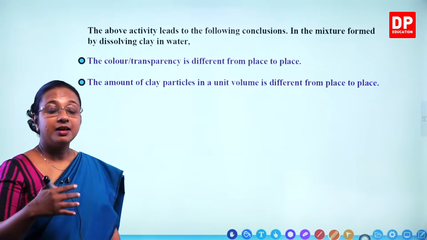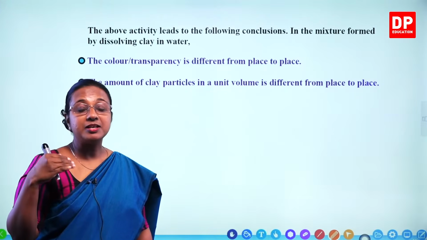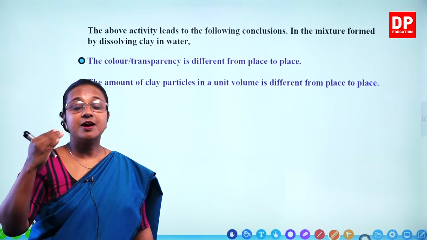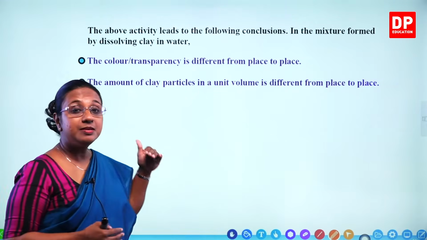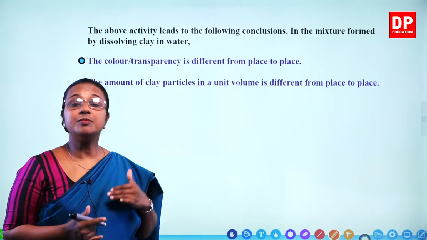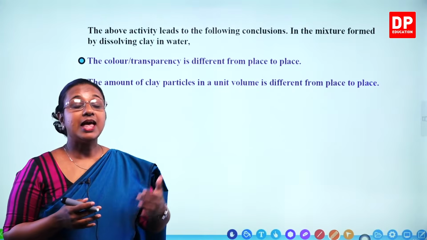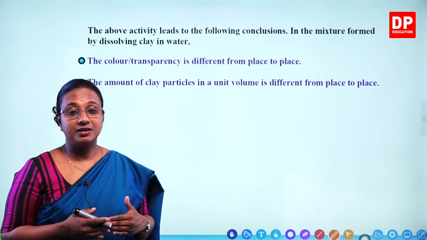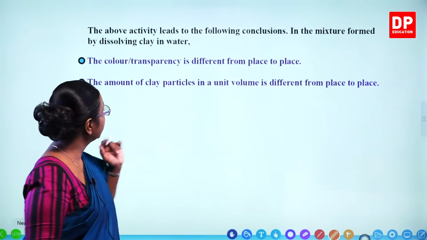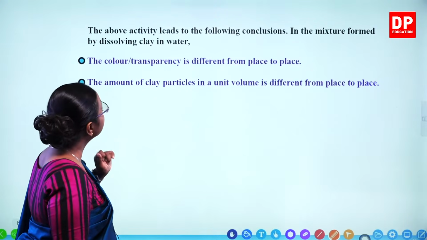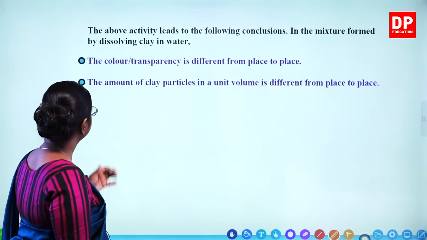You saw that from the top, that is point A, the transparency was more. That is, there was less color, the solution was more clear. Whereas in point B, towards the bottom of the solution, it was darker in color and less transparent. The solution was not clear, it was very muddy. So that is what we mean by color and transparency is different from place to place.